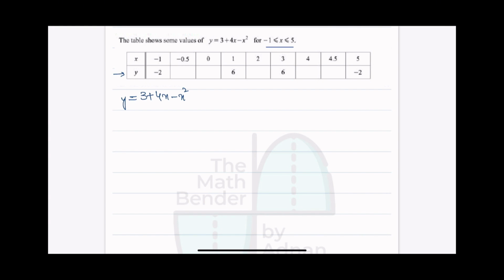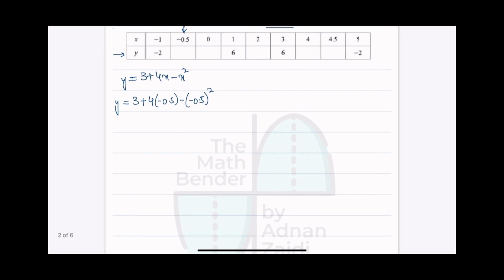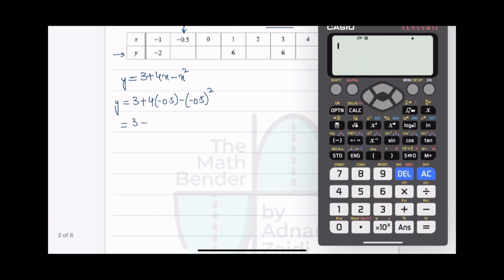So when we are to find out these values, how do we do that? If I have to find out what the value of y is when x is negative 0.5, I just plug it into the equation: 3 plus 4 times negative 0.5 minus negative 0.5 squared. If I apply that in the calculator, it gives you a value of 0.75 straight away. You can write that value here, 0.75.